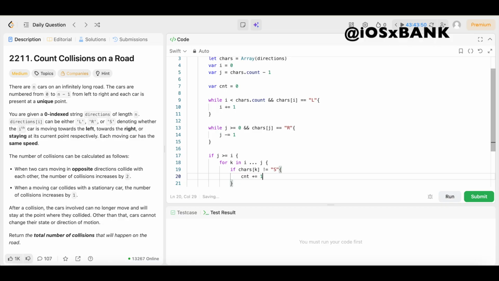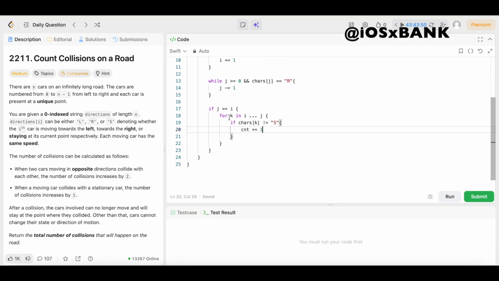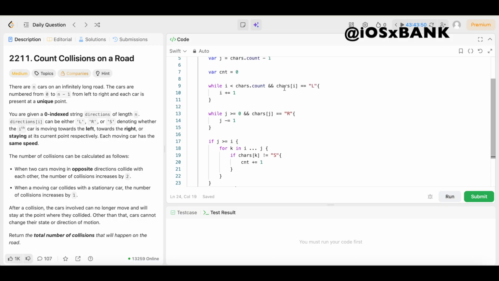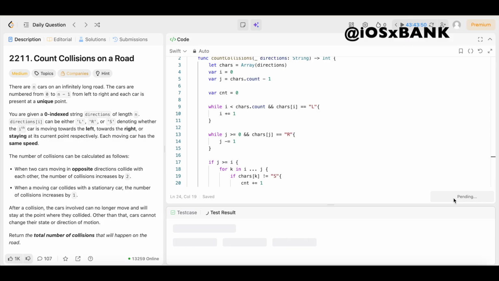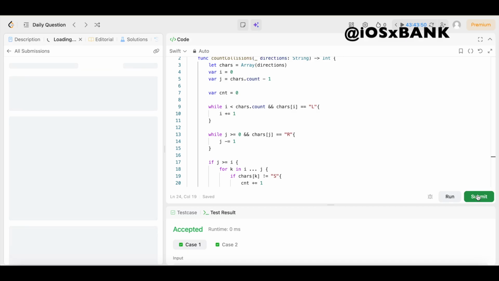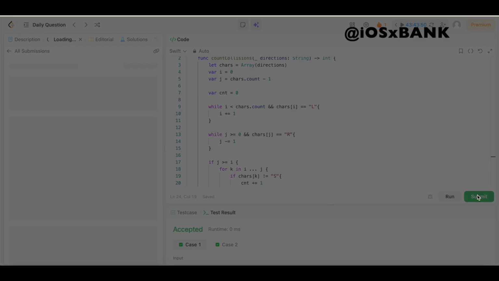Then finally, we need to return the total number of collisions by coming right here, and we could just say return CNT, y'all. That should be all she wrote. Let's give it a run. Make sure it runs properly before we submit it. And it's accepted, so let's go ahead and submit it. Make sure it's still accepted after we submit it, because we all know how LeetCode can be.